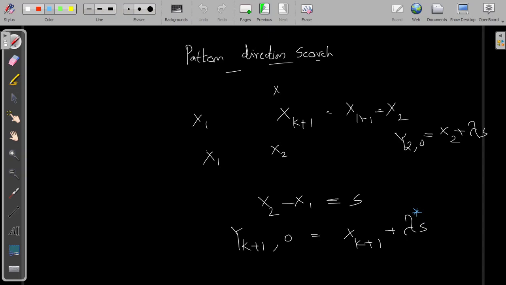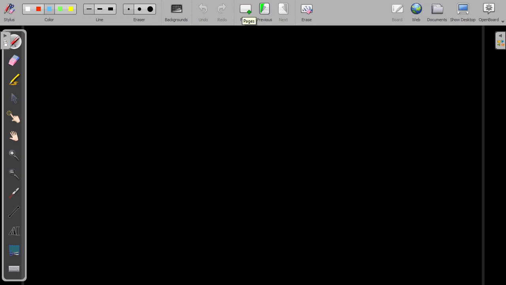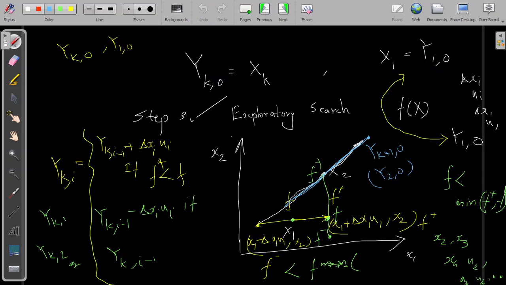Now the next step, step 6. In this step, what we will do is set k equal to k plus 1. Previously it was k equal to 1, right? Now we will set k equal to k plus 1, that is k is equal to 1 plus 1, that is k is equal to 2.